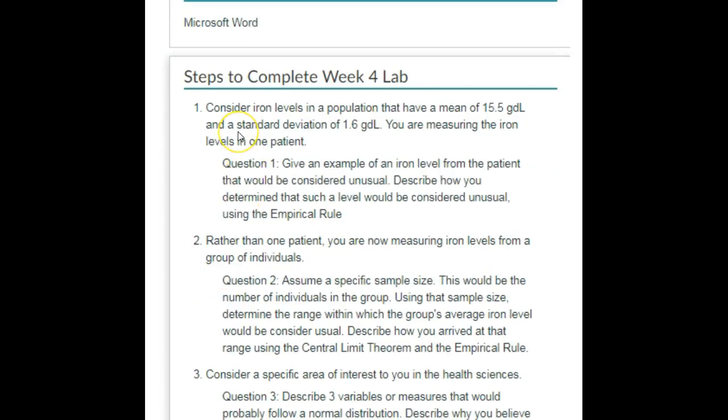Part 1 of the lab is to consider iron levels in a population, and it gives you the mean, it gives you the standard deviation, and it says you're measuring iron for one specific patient. Then for that one patient, what would be an example of an unusual level of iron? Describe how you determined it's unusual based on the empirical rule.